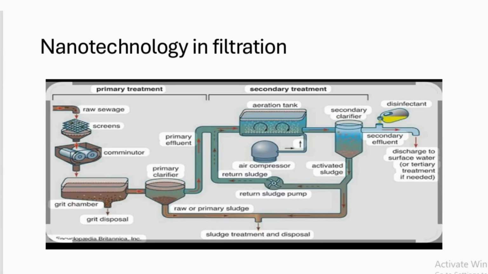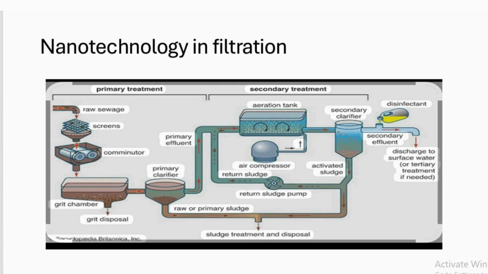Nanotechnology in filtration, for example, there will be different treatments, the primary treatment and the secondary treatment. In the primary treatment, the raw sewage will be screened, some comminutors will be used and some grit chambers will remove the water. This is the primary treatment of the water.